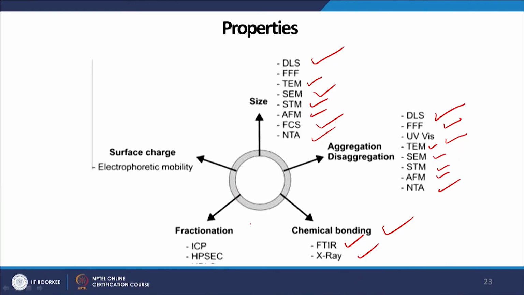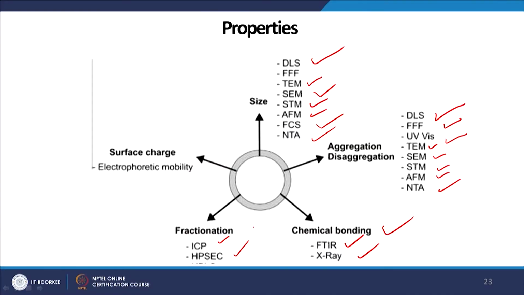To know the fractionation, that means how many of them have been fractionated and to what percentage, we can use ICP or HPLC. To measure the surface charge on this nanoparticle, we can do electrophoretic mobility, we can measure the zeta potential, or the surface charge, again by the DLS method.